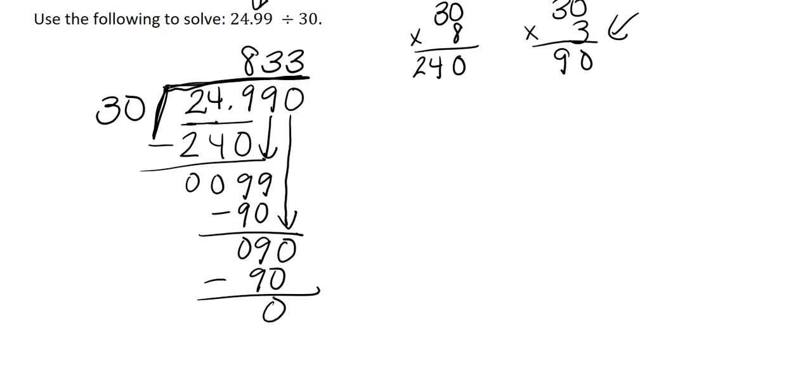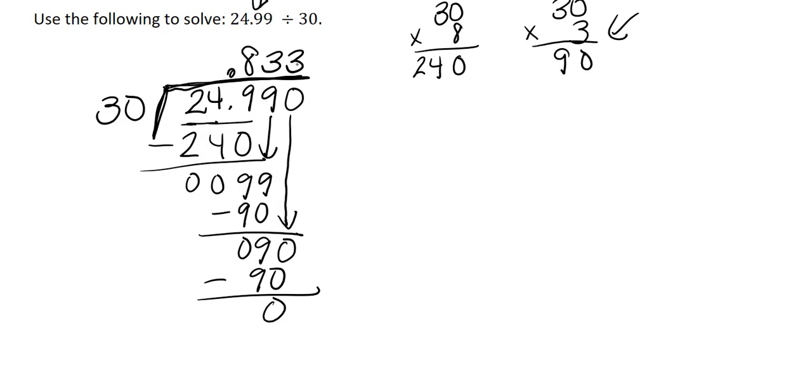So we're done. Now all we need to do is bring the decimal up, and then we're completely done. So we were done dividing, but now we just need to bring the decimal up, and then we have found our unit price for 1 in our pack of 30, which is 0.833.